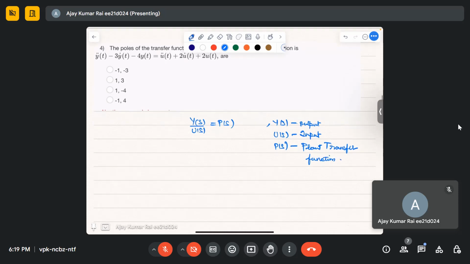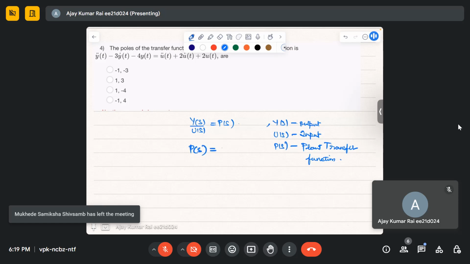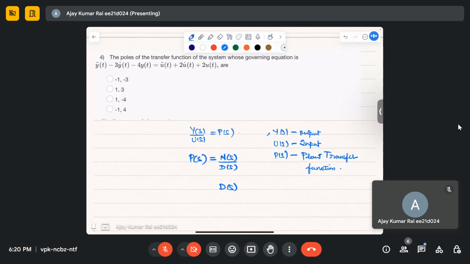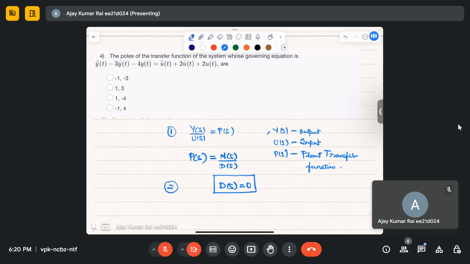Once we find the transfer function, it will be equal to N(s) by D(s), where N(s) is the numerator and D(s) is the denominator. And to find the poles, we'll put D(s) equal to 0. Simple. I'm just discussing what we'll do. First, we'll find the transfer function, and second, we'll put the denominator of that transfer function equal to 0 and find the roots. Those roots will be the poles of that transfer function.